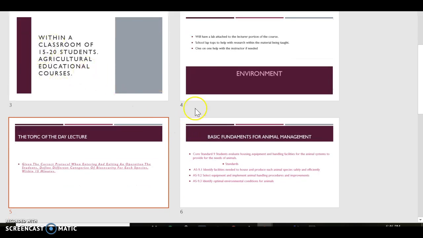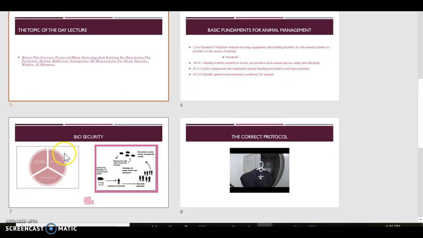The environment here, the two note cards, go hand in hand with that. It's going to be within a classroom of 15 to 20 students of agriculture educational courses. It will have a lab attached to the lecture portion of the course, school laptops to help with research within the material being taught, and one-on-one with an instructor if needed for any course material.